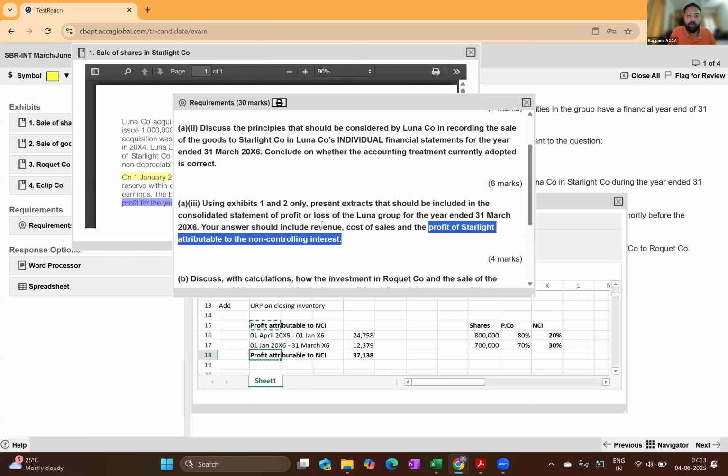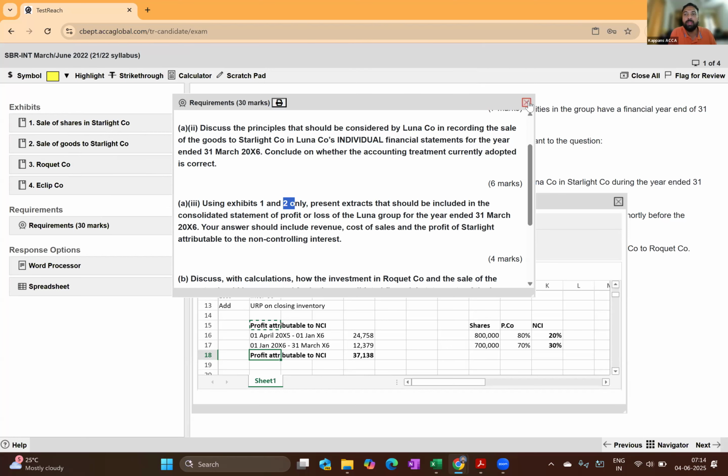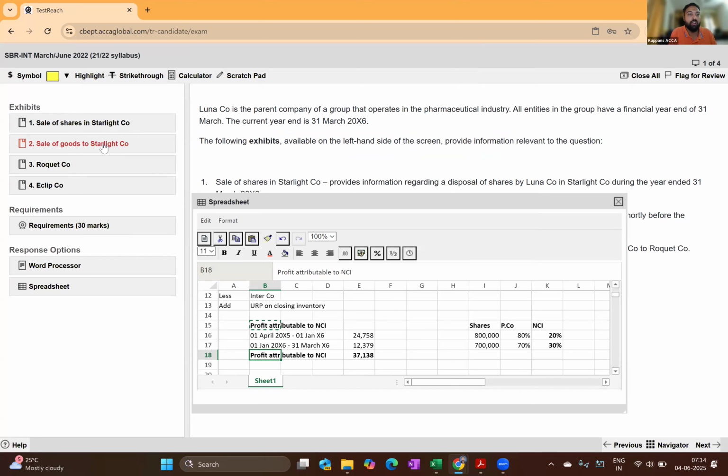Now we have to answer how much will be recorded as revenue and how much will be recognized as cost of sales. They're asking us to use exhibit 1 and 2. So from exhibit 1, using the profit of subsidiary company, we have calculated profit attributable to NCI. So definitely the figures applicable for revenue and cost of sales will be in exhibit 2. So let's read exhibit 2 and calculate the revenue and cost of sales.